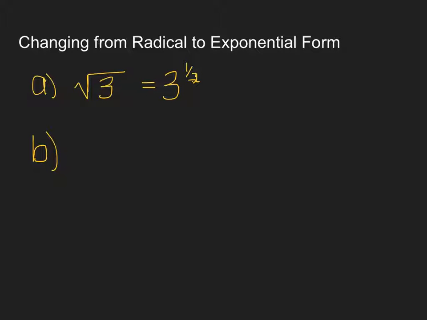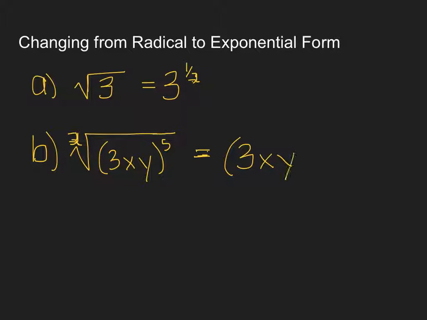In example B, we have the square root of 3xy raised to the 5th power. Remember that when we don't write our index, it is a 2. So this is going to be equal to the quantity 3xy raised to the 5 over 2, or the 5/2 power.